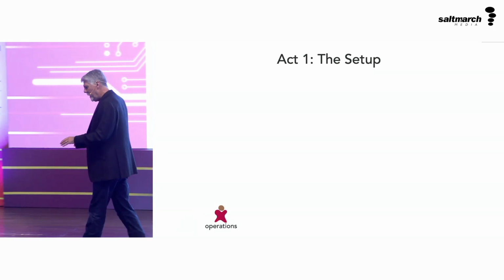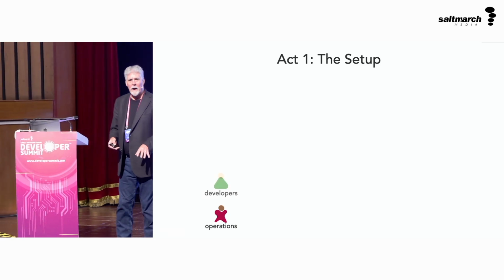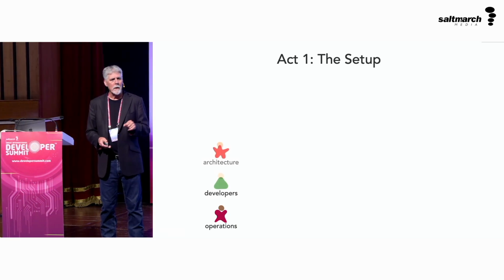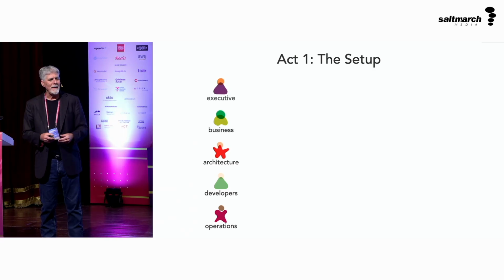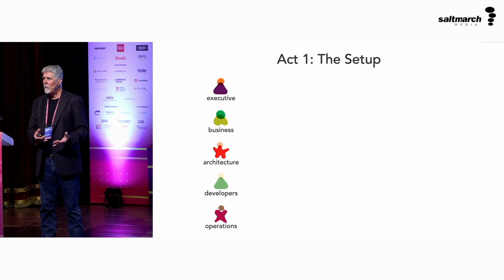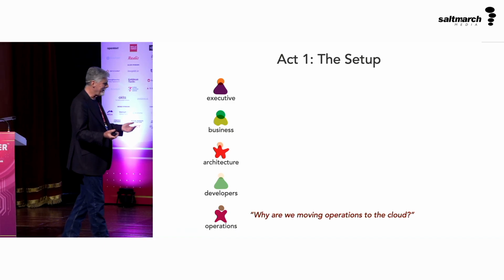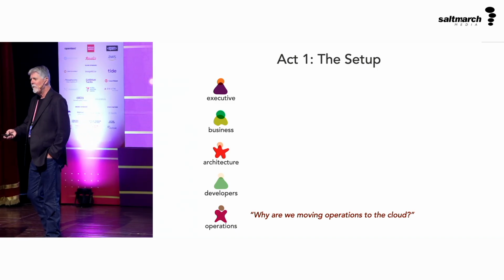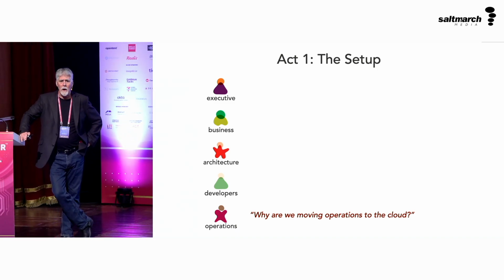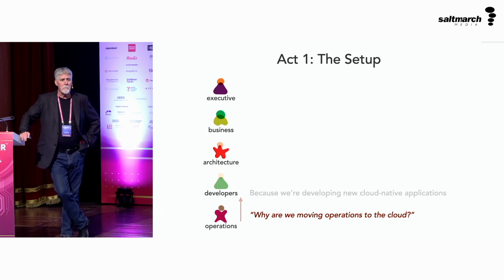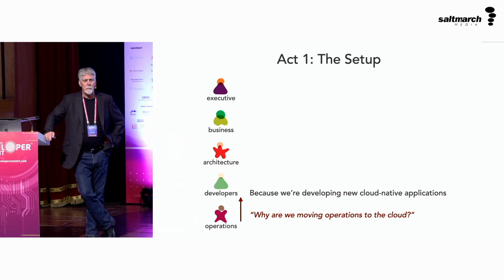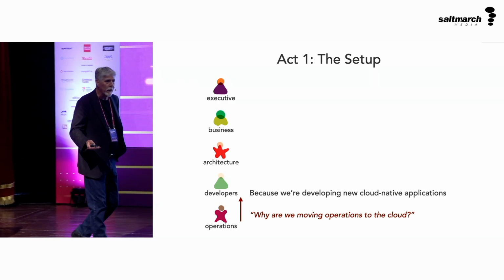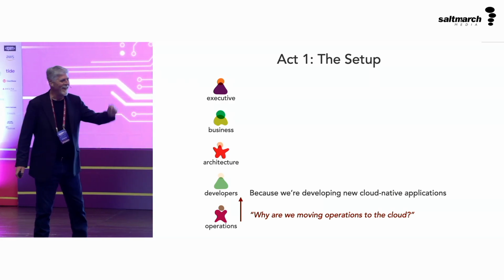So in a typical organization here in the basement, we have operations. Barely above them are the developers. And then on top of the developers, we have all the architects. As we keep going up the chain, we have business and finally the executive level. Well, here's the problem. Operations says, I know we're told to move to the cloud, but why are we moving operations to the cloud? I mean, they don't know. They don't have a context. So what do they do? They ask the developers, hey, why are we? The developers say, hey, that's a good question. The reason is because we're developing new cloud-native applications. Duh. A cloud-native application needs to go in the cloud. Oh, says operations. Operations is happy.